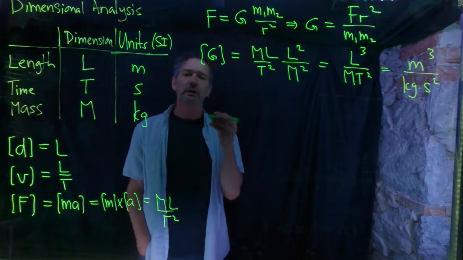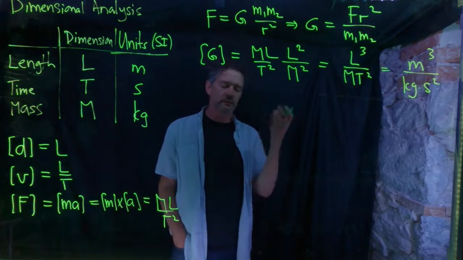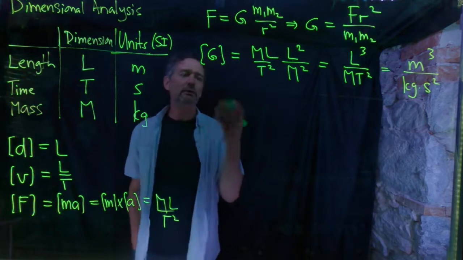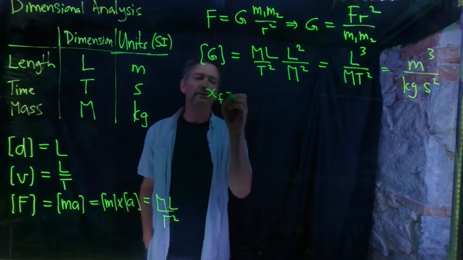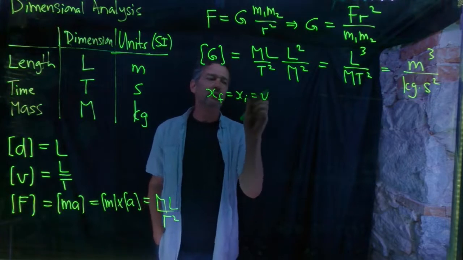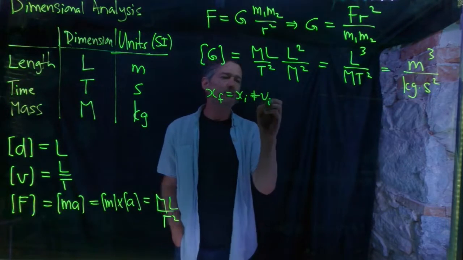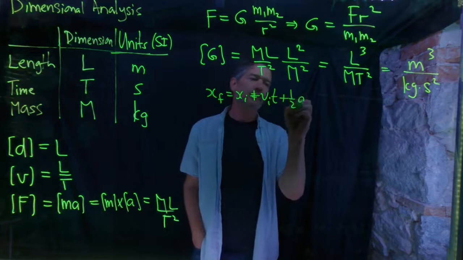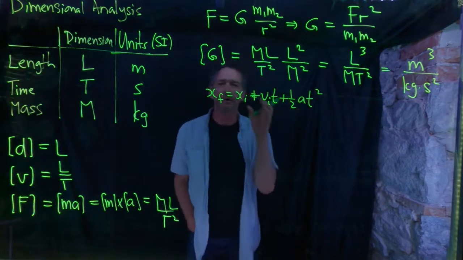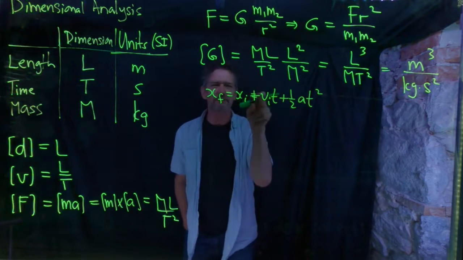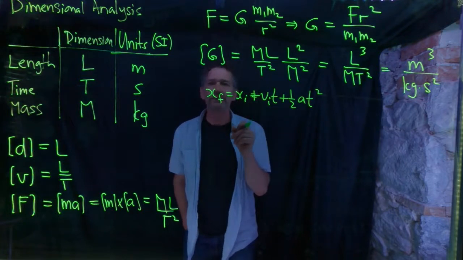Suppose you have the kinematical equation for one-dimensional motion under constant acceleration. So x final is x initial plus v initial times t plus 1/2 a t squared. And suppose I can't really quite remember that. Is this a v or is this a v squared? Well, you can easily check.